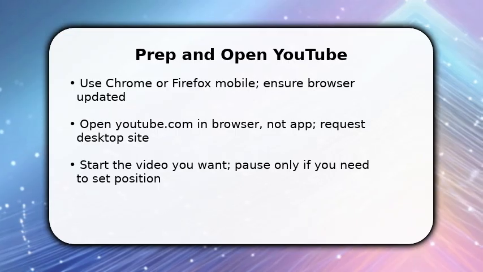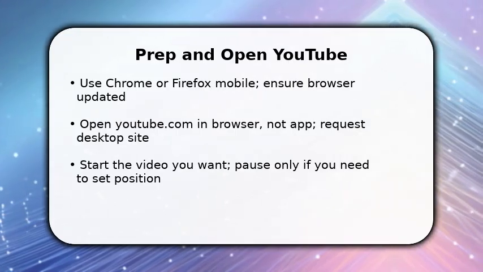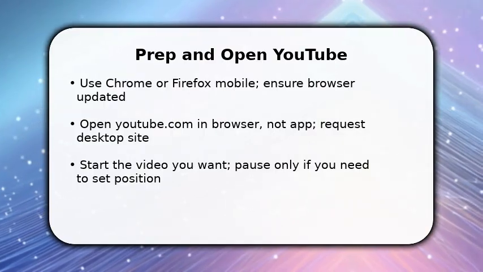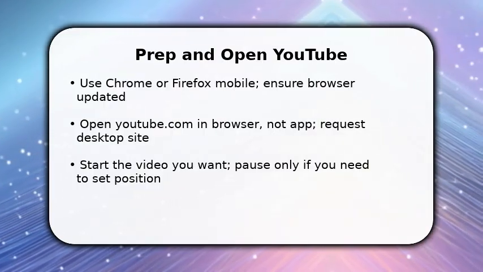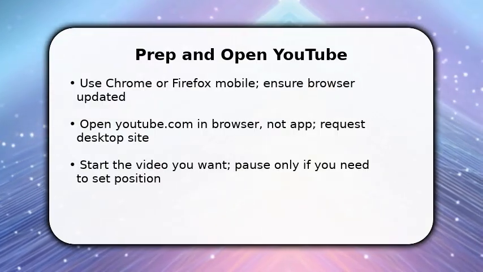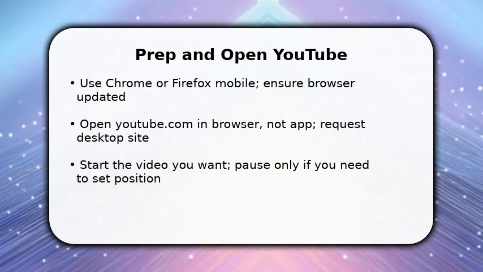Play the video you want, and if it auto-plays in another resolution, pause briefly to seek to the exact spot you want. Once done, keep the browser active in the foreground so the desktop interface fully loads. This makes the next steps reliable when you switch tabs or lock the screen.